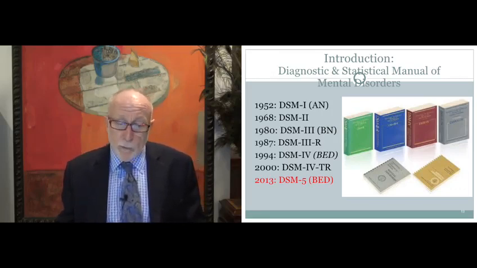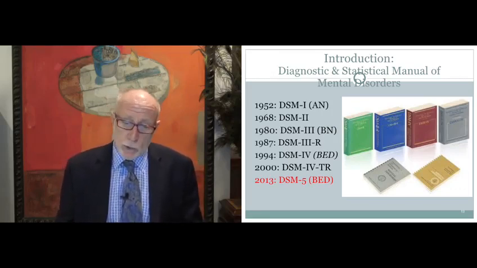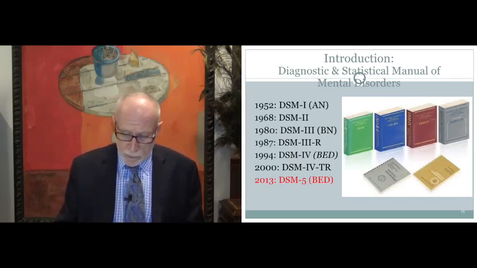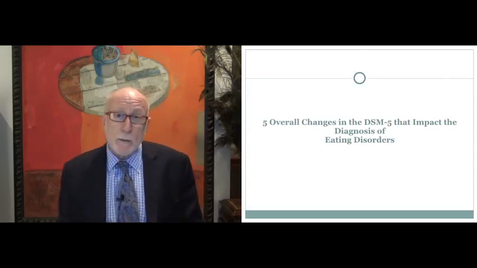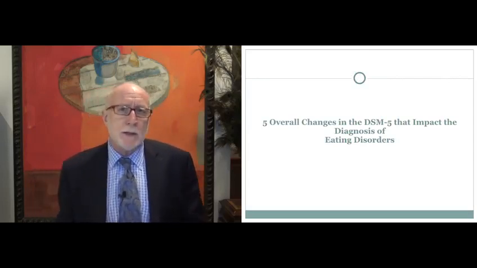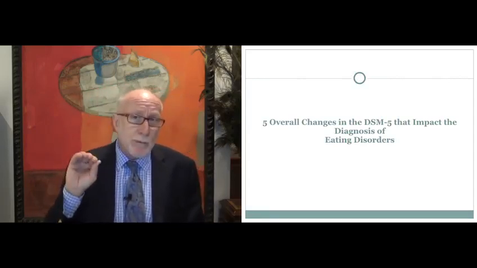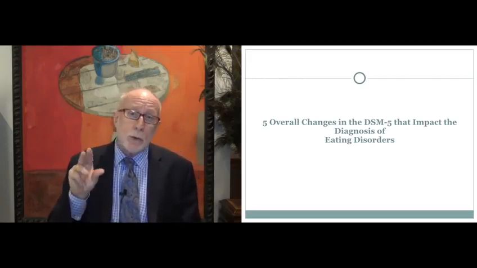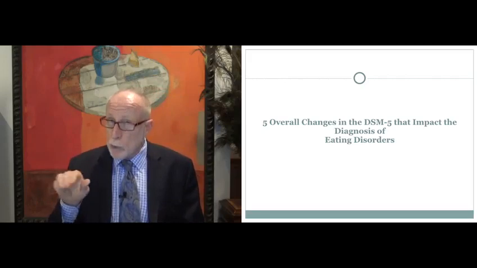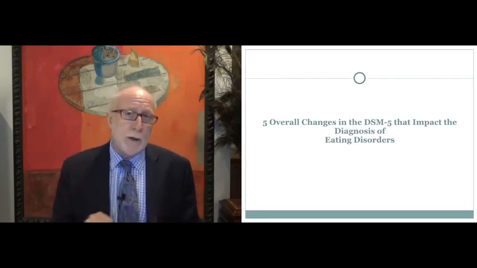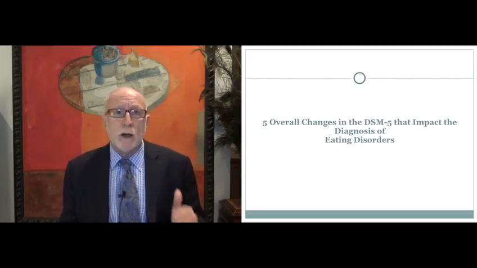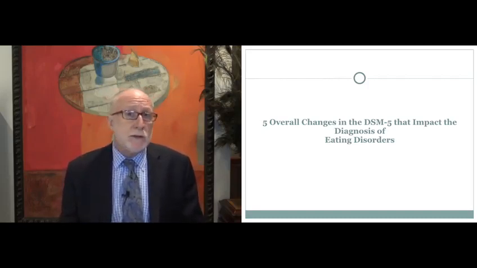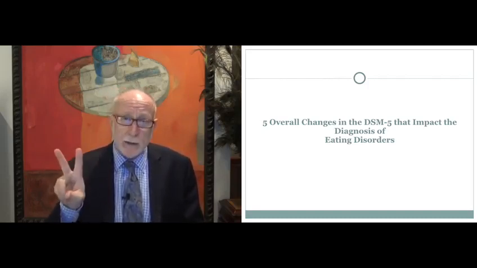Well, let's talk about five overall challenges or changes that have occurred in the DSM-5 that impact the diagnosis of eating disorders themselves. And here I want to mention first and foremost why it is that the DSM-5 is the DSM-5 and not DSM-V. Notice that DSM-1, 2, 3, 4, 3-R, 4-R, all were in Roman and not Arabic numerals. This is the first time we see the DSM-5 using Arabic numerals. The DSM-5 is the DSM-5 and not the DSM-V.